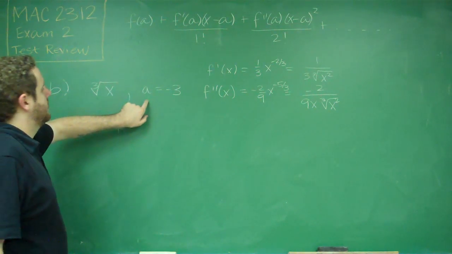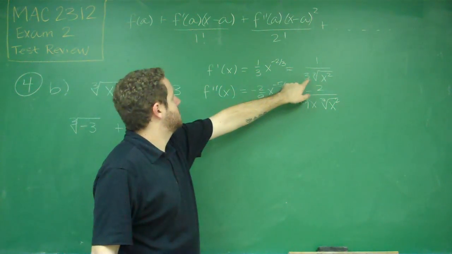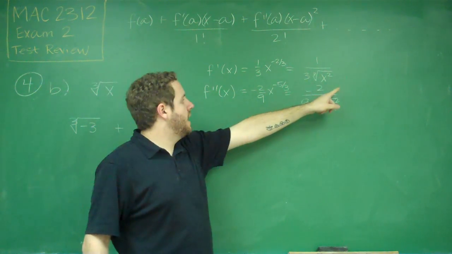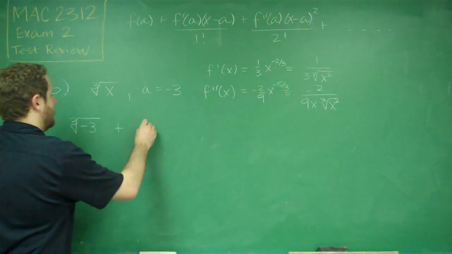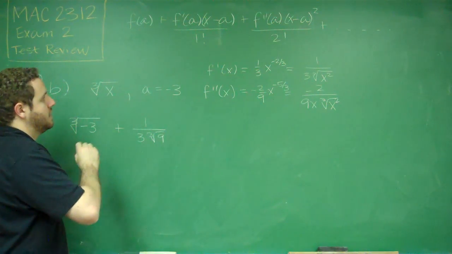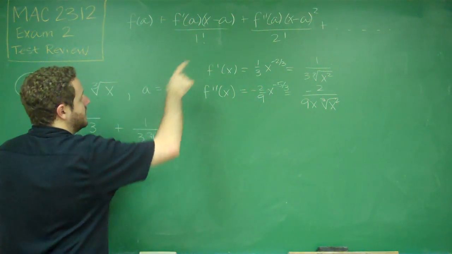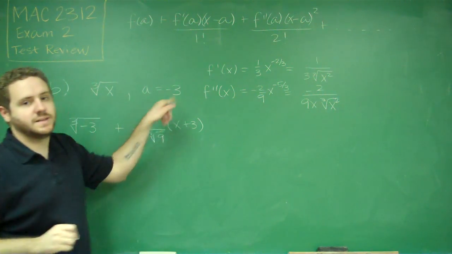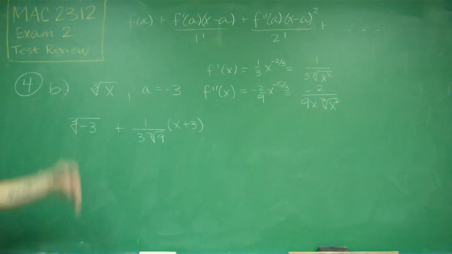So if we plug in -3 to our derivative, so -3 squared would be 9, so we get 1/3 cube root of 9 times x minus a. X minus a would be x plus 3, because our a is -3. And 1 factorial is 1.